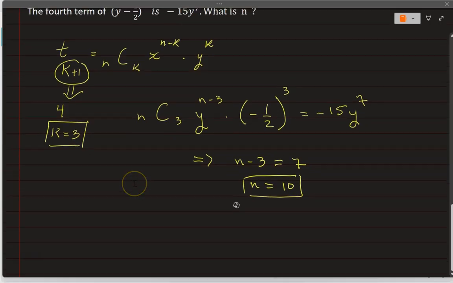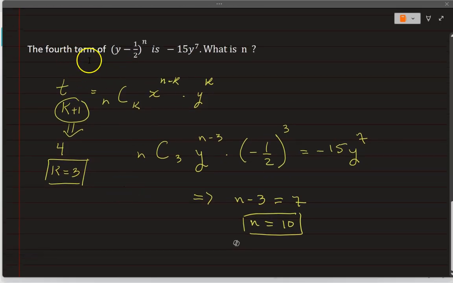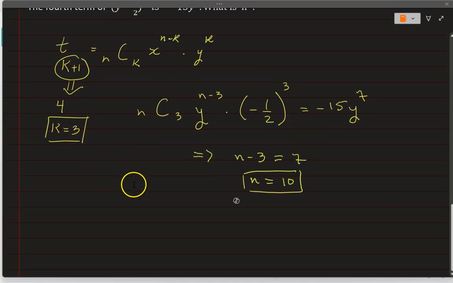And really, this is all we need, because the question says the fourth term is that, find n based on that actual value. We don't even need to go ahead and expand anything else. So we just use the deductive reasoning to come up with the value of n.